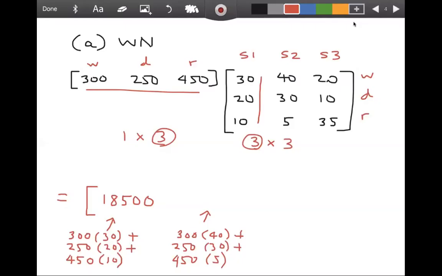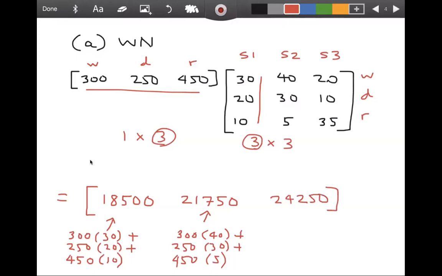And that comes out to 21,750, which is the value of the inventory in store two. And now we do the same thing for store three. I'm just doing it on the calculator at this point. So 300 times 20 plus 250 times 10 plus 450 times 35 is 24,250. So again, this is what the company paid for the inventory that they sold at stores 1, 2, and 3.